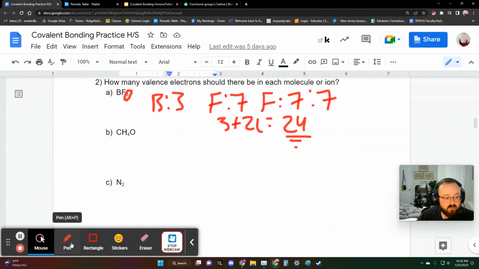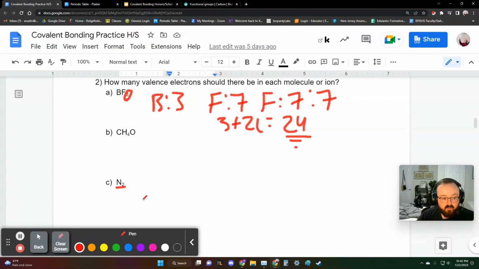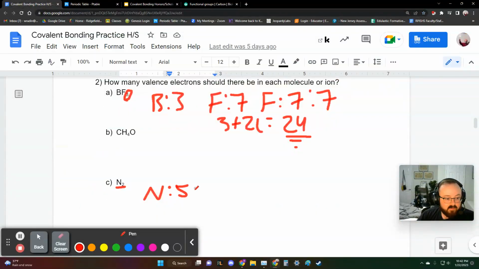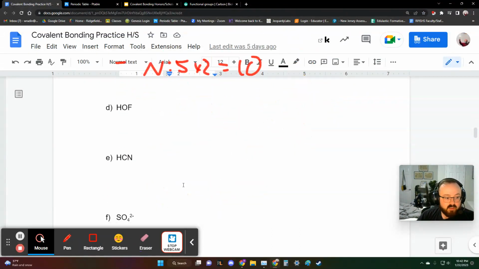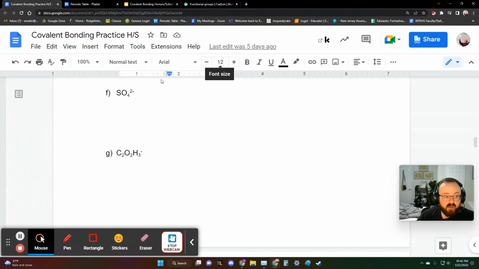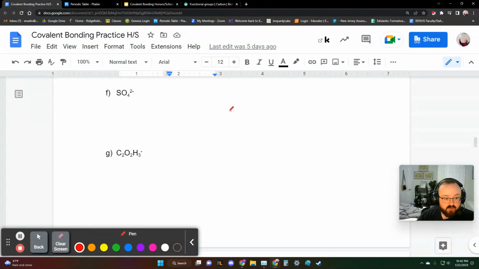Alright, so something like N2: we have nitrogen, which, going to our periodic table, has 5 valence electrons. So we have 5 times 2, because there are 2 atoms of nitrogen, giving 10 electrons. What I want to get to down here is these ions. When you have an ion structure, I'm going to briefly draw what this looks like. This is one of the resonance forms that this sulfate ion can have.